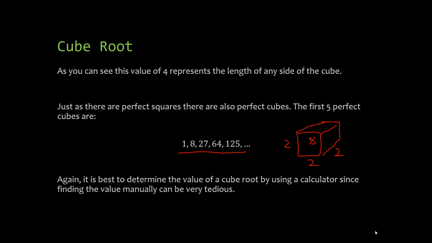Now, previously I said that you need a calculator to be able to determine square roots of numbers that are not perfect, and now you are going to have to find the cube roots of numbers that are not perfect. For example, if I find the cube root of 6, that value will not be perfect, so I have to use a calculator to determine this value.